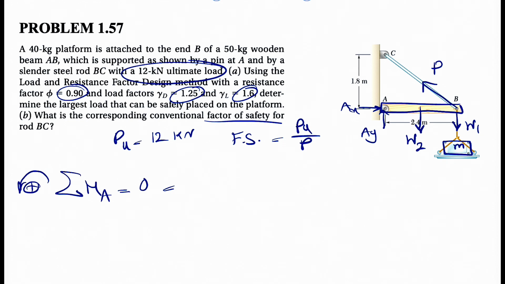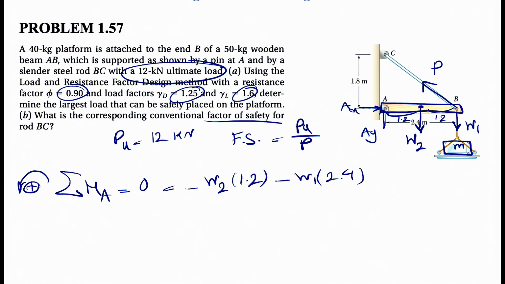So this will be equal to 0, and we're going to have the moment of W2, which is in this direction, so we have a clockwise moment. So negative W2 times the distance. Since we have a rectangular beam, the centroid or center of gravity would be exactly at the center. So the distance would be 2.4 divided by 2, which is going to be 1.2. This will be multiplied by 1.2, and we have the moment of W1, again a clockwise moment, so negative W1, and the distance this time is the whole length from A to B, which was 2.4.